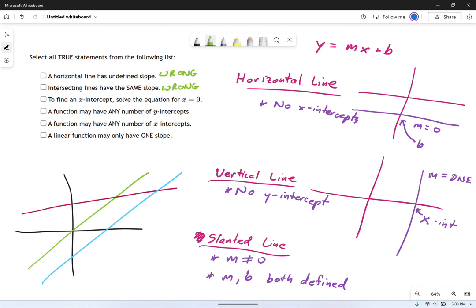To find an x-intercept, you set the equation equal to y equals 0. Didn't get a chance to talk about that one. But when you're looking for y-intercepts, you set x equal to 0. When you're looking for x-intercepts, you set y equal to 0. A function may have any number of y-intercepts. Wrong. It can only have one. It might have none, but it can only have one. And a function may have any number of x-intercepts. That's true. We were mostly talking about linear functions, but you could have a parabola that hits the x-axis several times. And a linear function only has one slope. That's true. It can't have multiple slopes or it becomes non-linear.